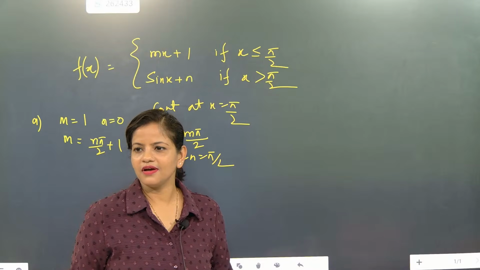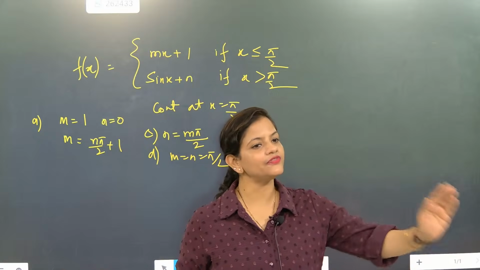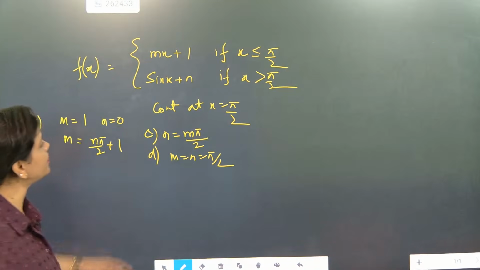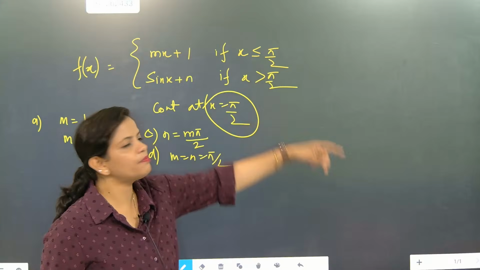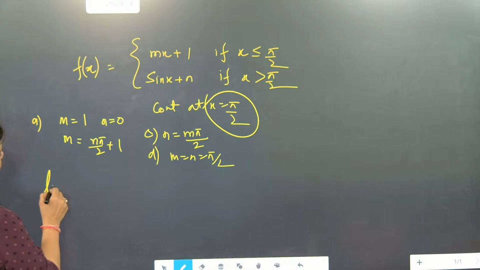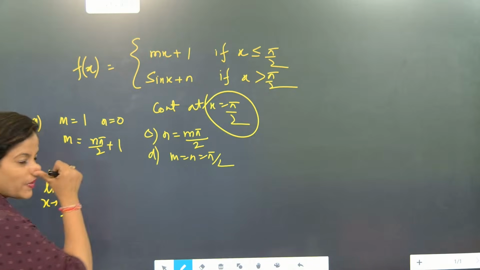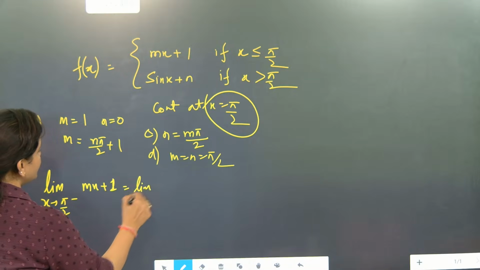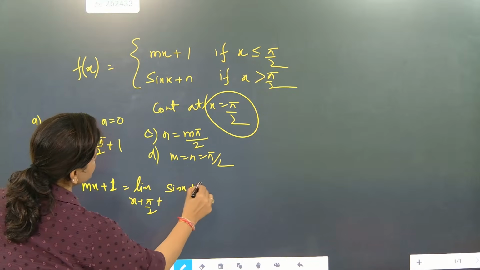Possible. I didn't solve. See, here actually one thing is there. When continuity is existing, then left side is equal to right side. They told already it is continuous at x is equal to pi by 2. So here pi by 2 minus and here pi by 2 plus. So the same part we are going to take. I write limit x tends to pi by 2 minus of mx plus 1 is equal to limit x tends to pi by 2 plus of sin x plus n.